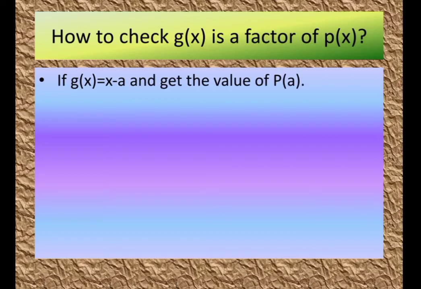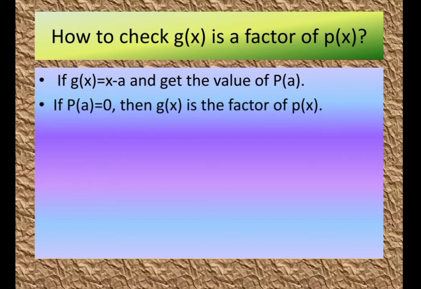Similarly, here we take g of x equal to x minus a and get the value of p of a. If the remainder is 0, that is, the value of p of a is 0, then we can say that g of x is a factor of p of x.